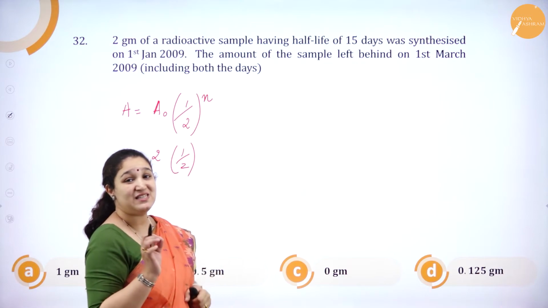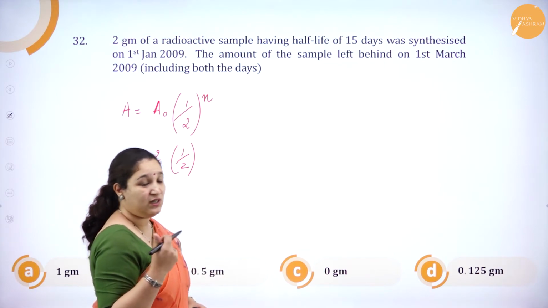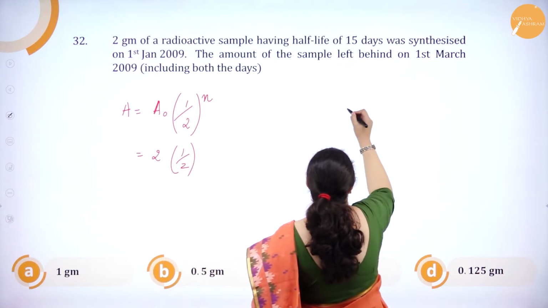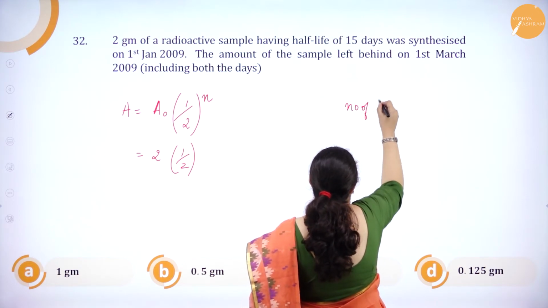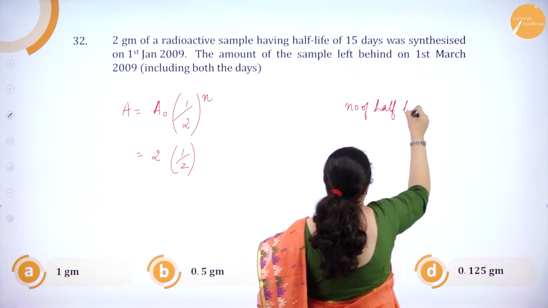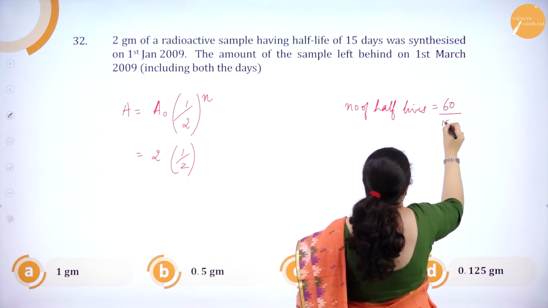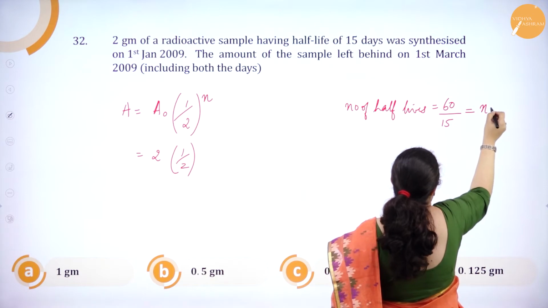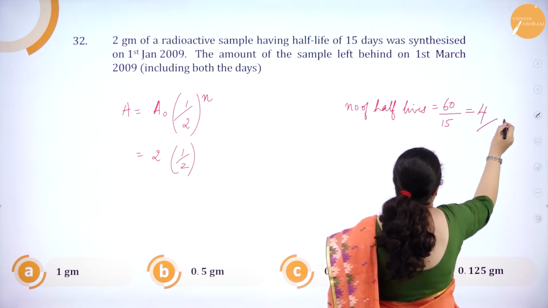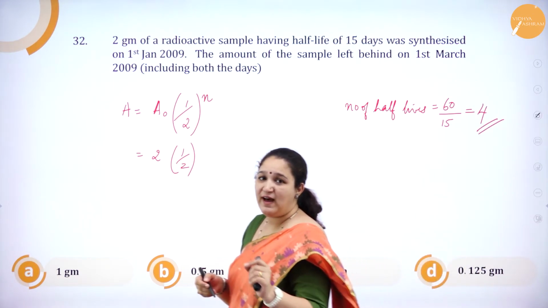Number of days, it is 60 days. Correct, no? You sit and count, you will get 60 days. So the number of half-lives is equal to the number of days, 60, divided by the half-life, 15. So this is 4. So the number of half-lives, n value, is 4.